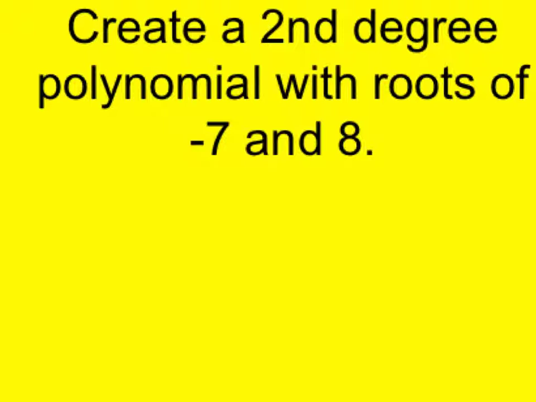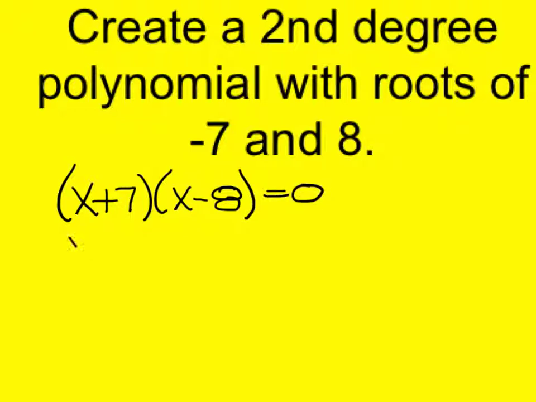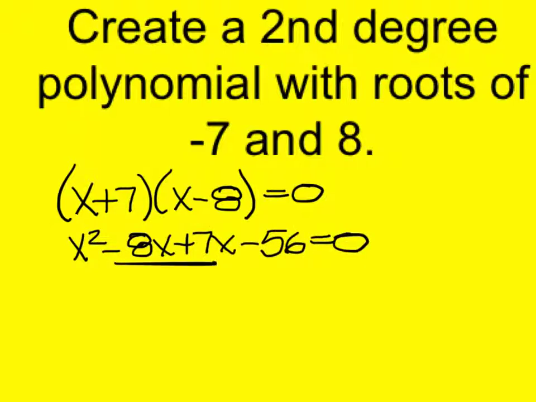On the practice problem, it should be x plus 7, x minus 8. And when you multiply, it's x squared minus 8x plus 7x minus 56. Simplify the middle to get x squared minus x minus 56 equals 0.